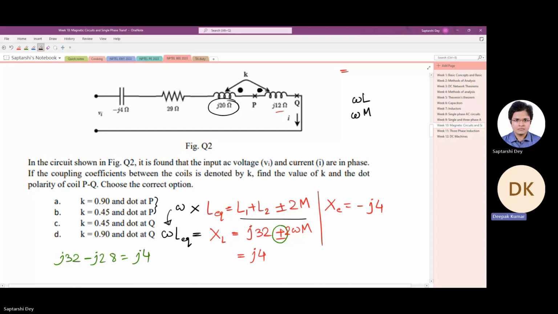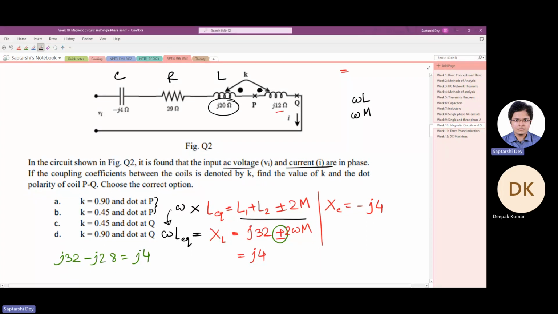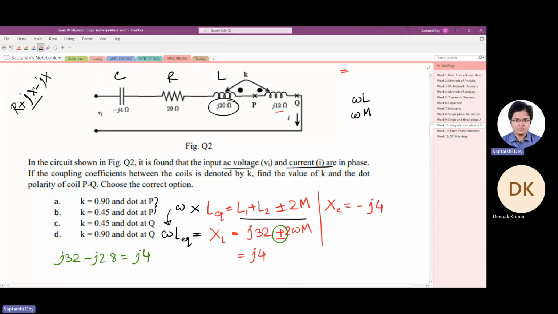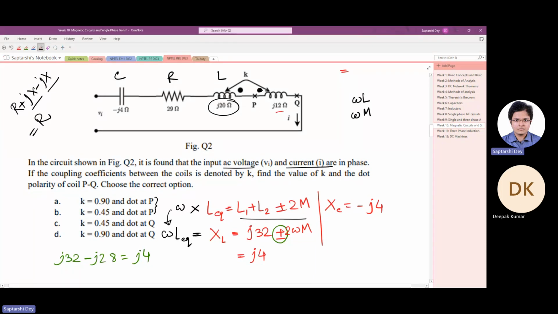And lastly, how do we get j4? The question says that the input voltage and the current are in phase, and the circuit contains R, L, and C. Still, the voltage and current are in phase, so the circuit must be operating at resonance. That means the capacitive reactance and the inductive reactance are equal in magnitude. Then only you can have R plus jX minus jX. Plus jX is the inductive reactance, minus jX is the capacitive reactance, which gives you only R, pure resistance. That is, resonance is happening.